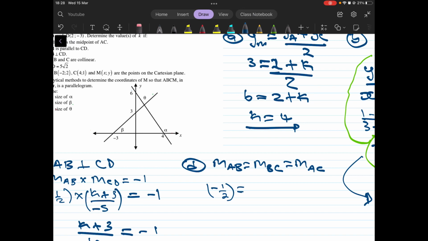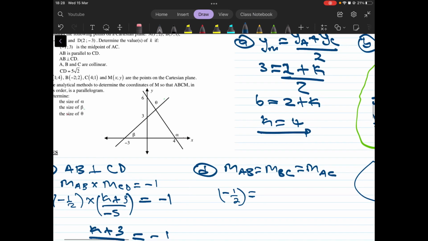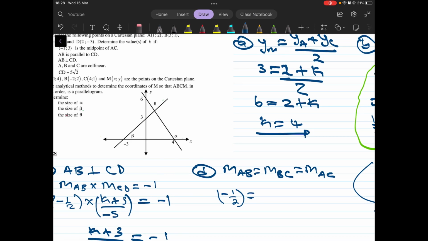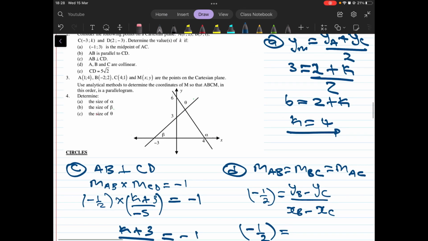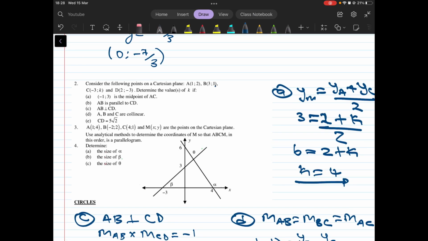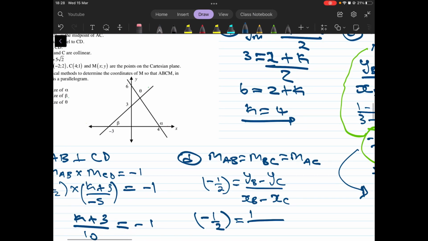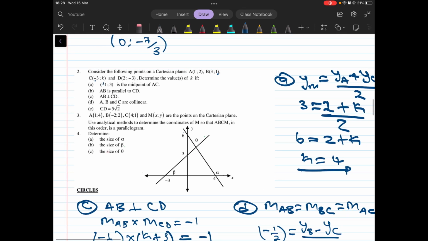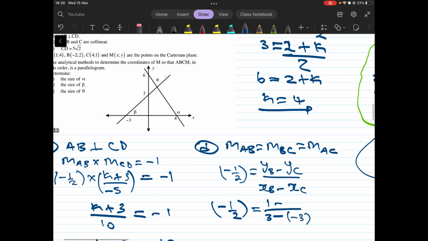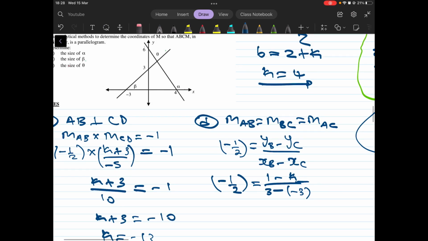And BC, because we don't have C, we couldn't really calculate the gradient. But the furthest we could go, did we try? No, we haven't. So we'll just do this: YB minus YC all divided by XB minus XC. Negative 1 over 2 equals, what is YB? YB is actually 1, so we put 1. XB is 3, like that. YC is k, and then XC is negative 3. Okay, just substitute, and then we keep moving.